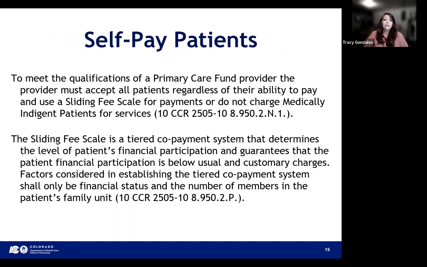Self-pay patients, in order to meet the qualifications of a primary care fund provider, our regulations are pretty clear. The provider must accept all patients, regardless of their ability to pay, and use the sliding fee scale for payment or not charge the patient at all. The sliding fee scale is a tiered copayment system that determines the level of a participant's financial participation and guarantees that the patient's financial participation is below usual and customary charges.